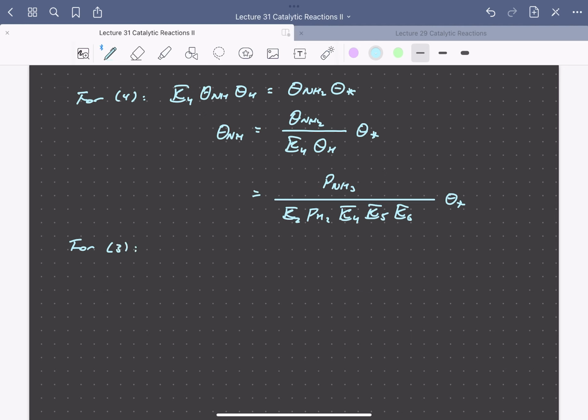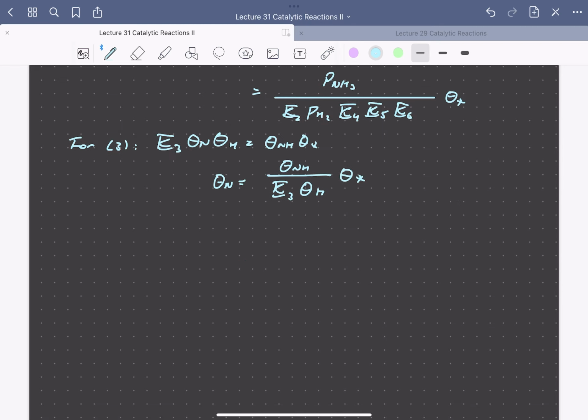We'll have equilibrium constant K3 times the coverage of N times the coverage of hydrogen is equal to the coverage of NH times the coverage of vacant sites. Solving for the coverage of N, this will be the coverage of NH divided by equilibrium constant K3 times the coverage of hydrogen, all times the vacant site coverage. So inserting our expressions for the coverage of NH and the coverage of hydrogen, we can get this all in terms of measurable quantities and the vacant site coverage.